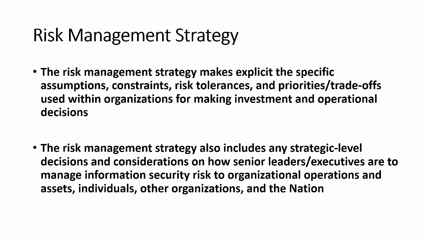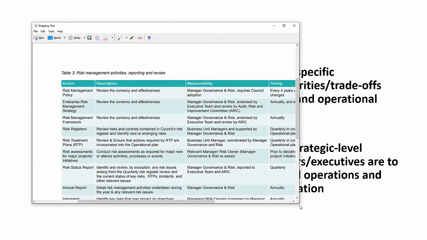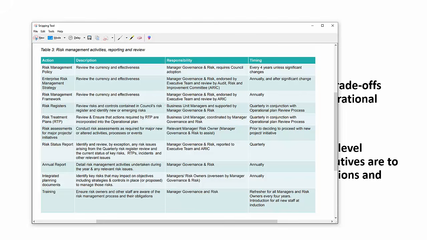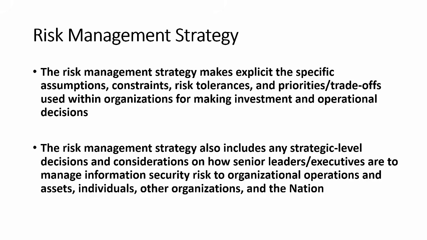So I want to show you one sample, so you get better visibility of how it works. This is basically the activities which we need to document in the enterprise risk management strategy. You can see that the first thing we need is a policy, then we need a strategy, then based on that strategy we adopt the framework, then based on that we document the risk. Okay, then we're creating a risk treatment plan. Then we have a risk assessment, risk status report, annual reports, integrated planning documents, and finally we have training. So all these things are basically part of the strategy. Okay, all are basically part of the strategy document.